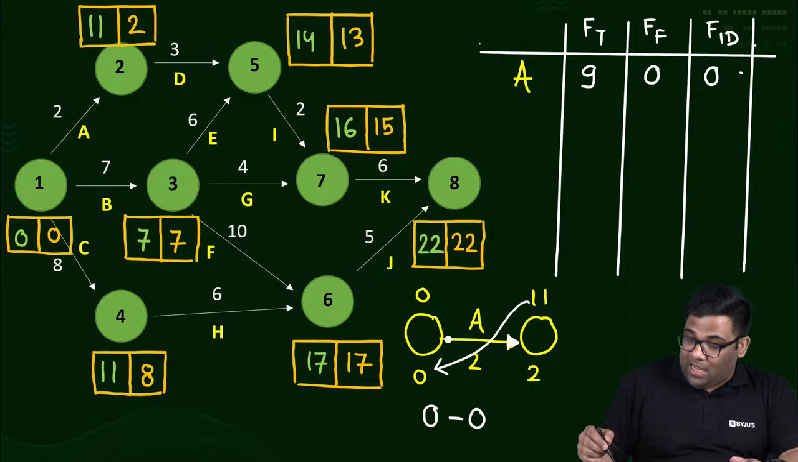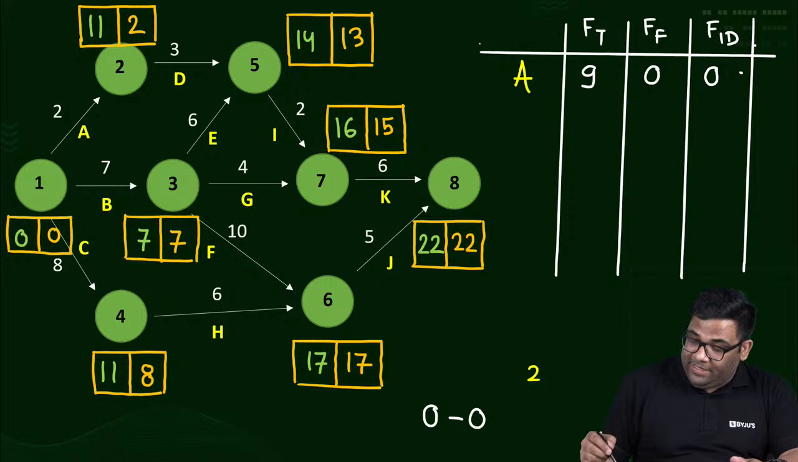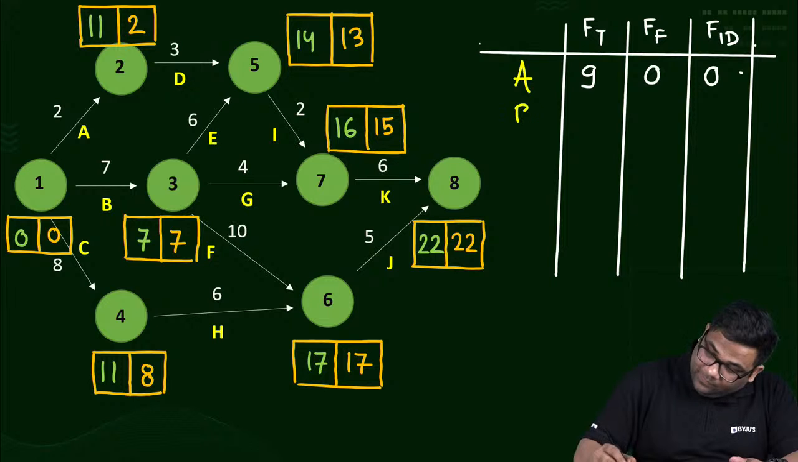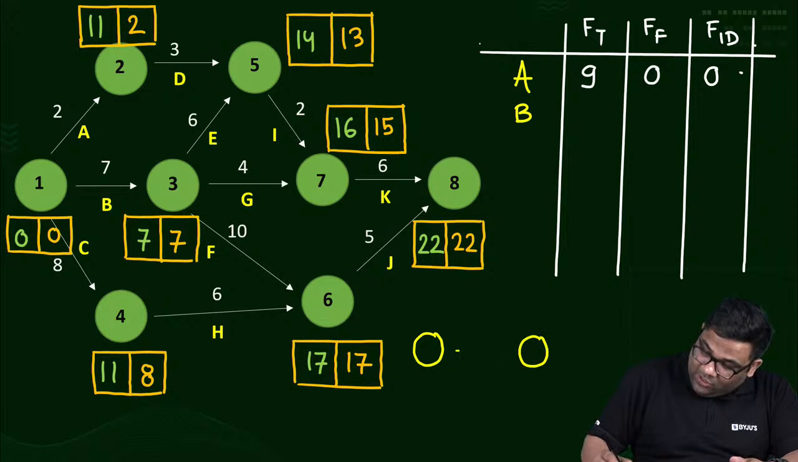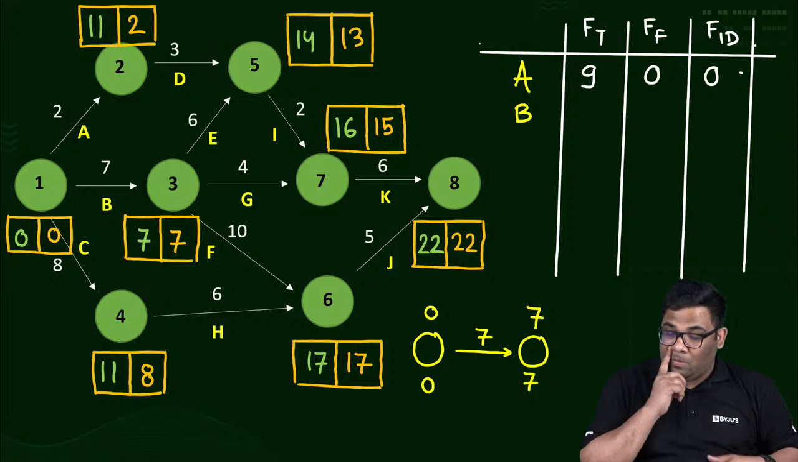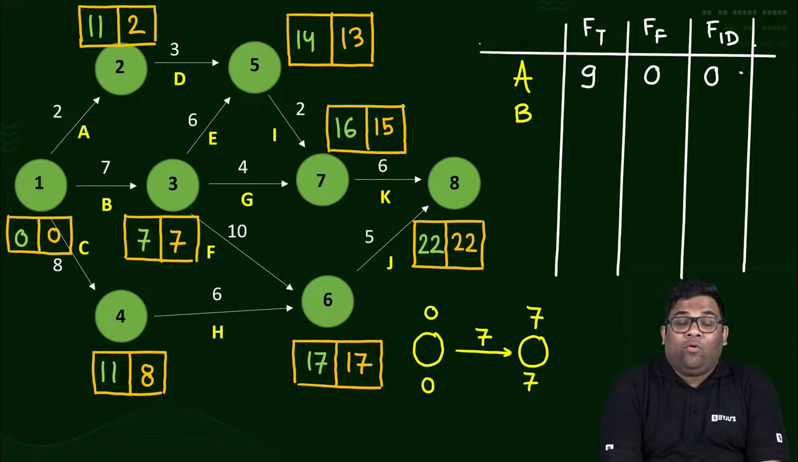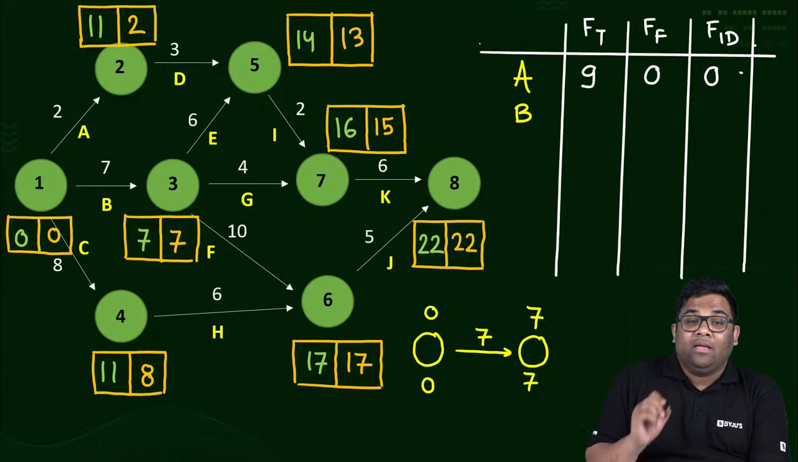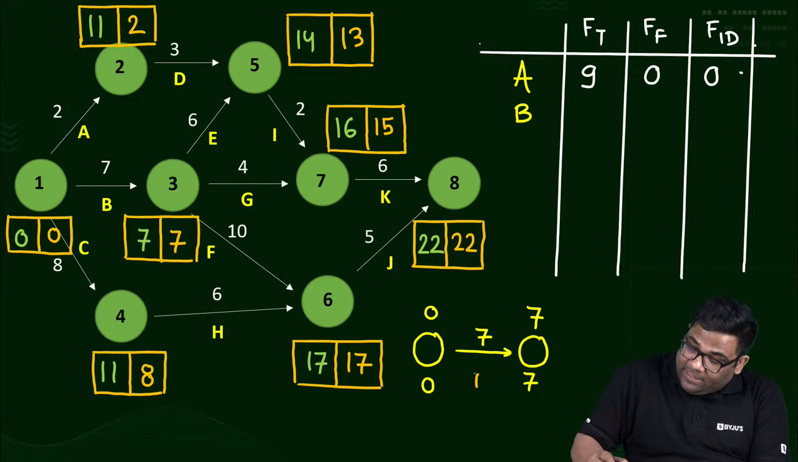No doubts. Now give me for B then. For B, draw it separately. If you are finding it difficult, draw the B activity separately. 0, 0, 7, 7 and 7. Tell me, what are the total float, free float and independent float of this activity B? If you are getting confused from the diagram, draw it separately.